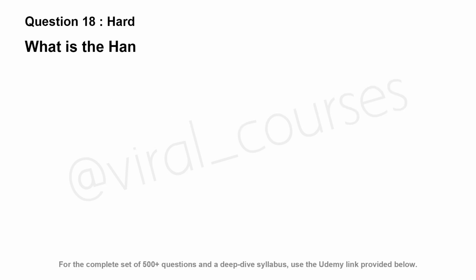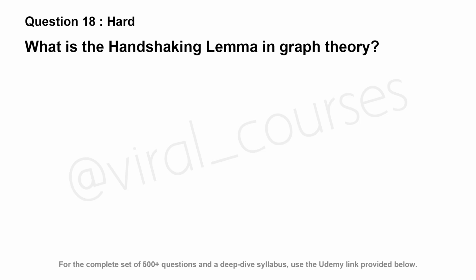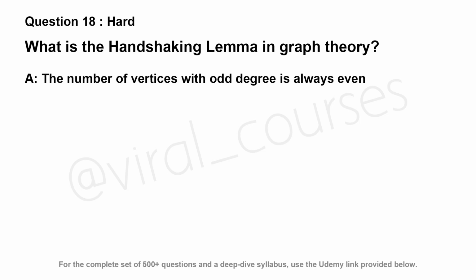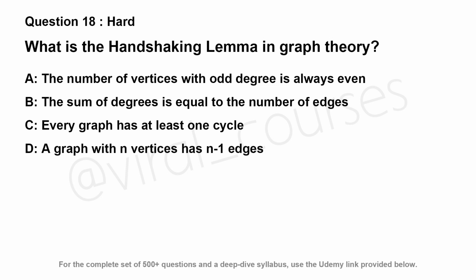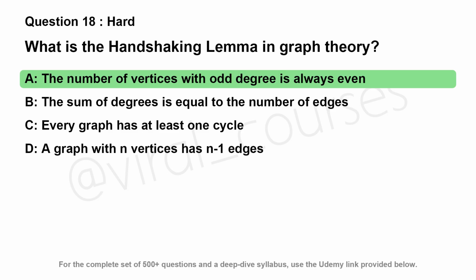What is the handshaking lemma in graph theory? Option A. The number of vertices with odd degree is always even. Option B. The sum of degrees is equal to the number of edges. Option C. Every graph has at least one cycle. Option D. A graph with n vertices has n-1 edges. The correct answer is A.